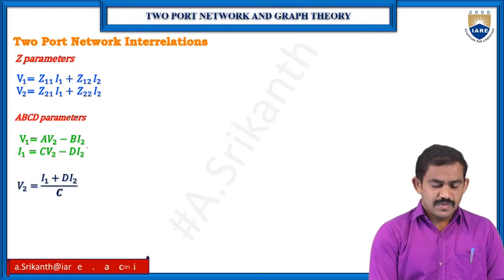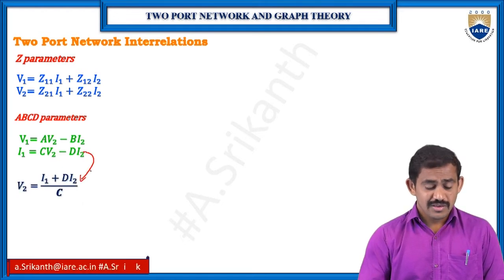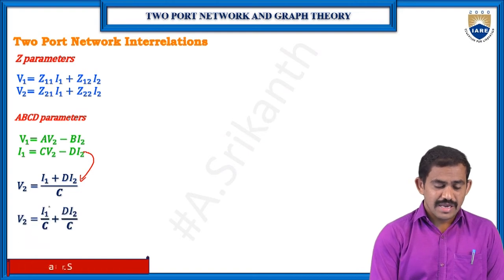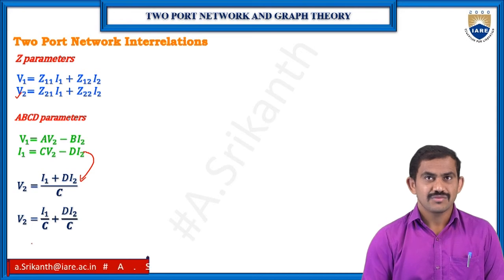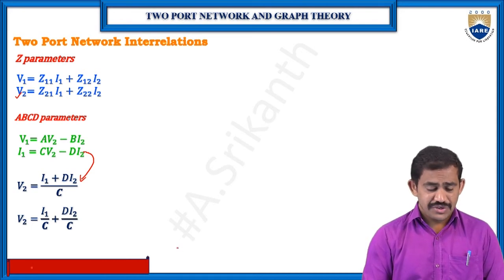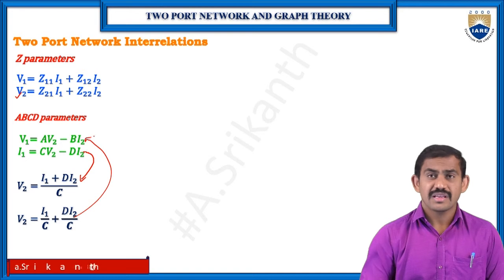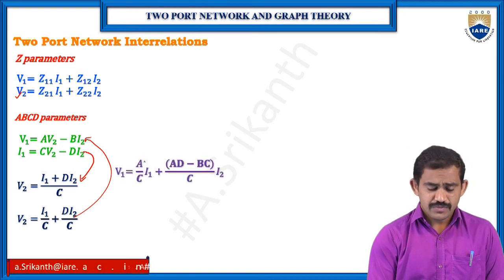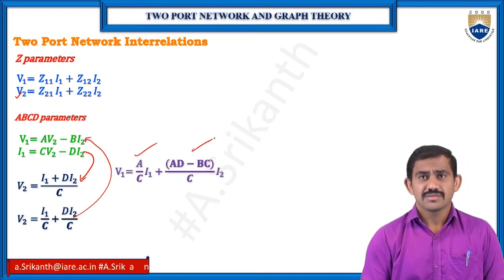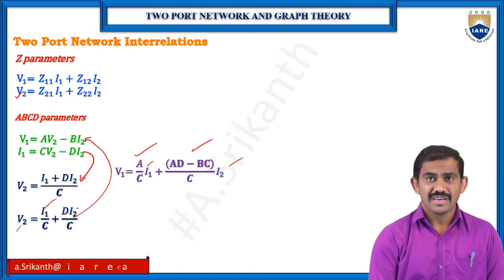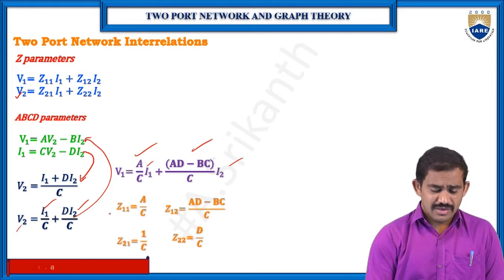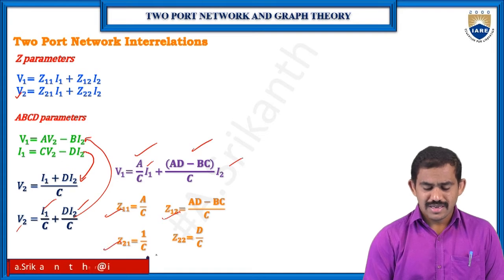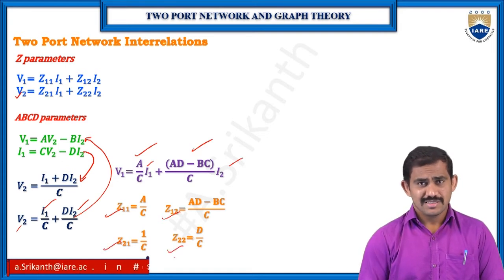So from this equation, we have the V2 value, and if you compare that V2 value with your Z parameters, we have Z21 and Z22 values. And V2 value substituted in your V1 equation, we have two values. So V1 in form of I1 and I2. Here also V2 in form of I1 and I2. Now compare with the Z parameters values. So we have Z11, Z12, Z21 and Z22, which we already discussed.